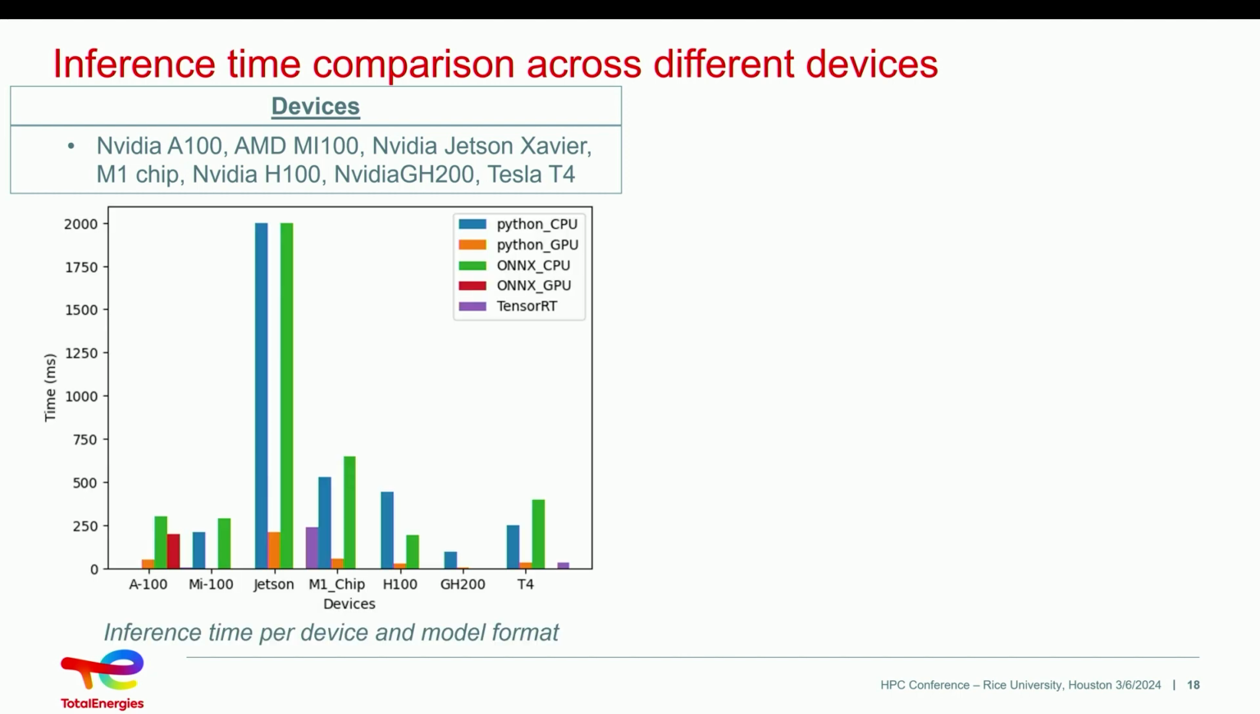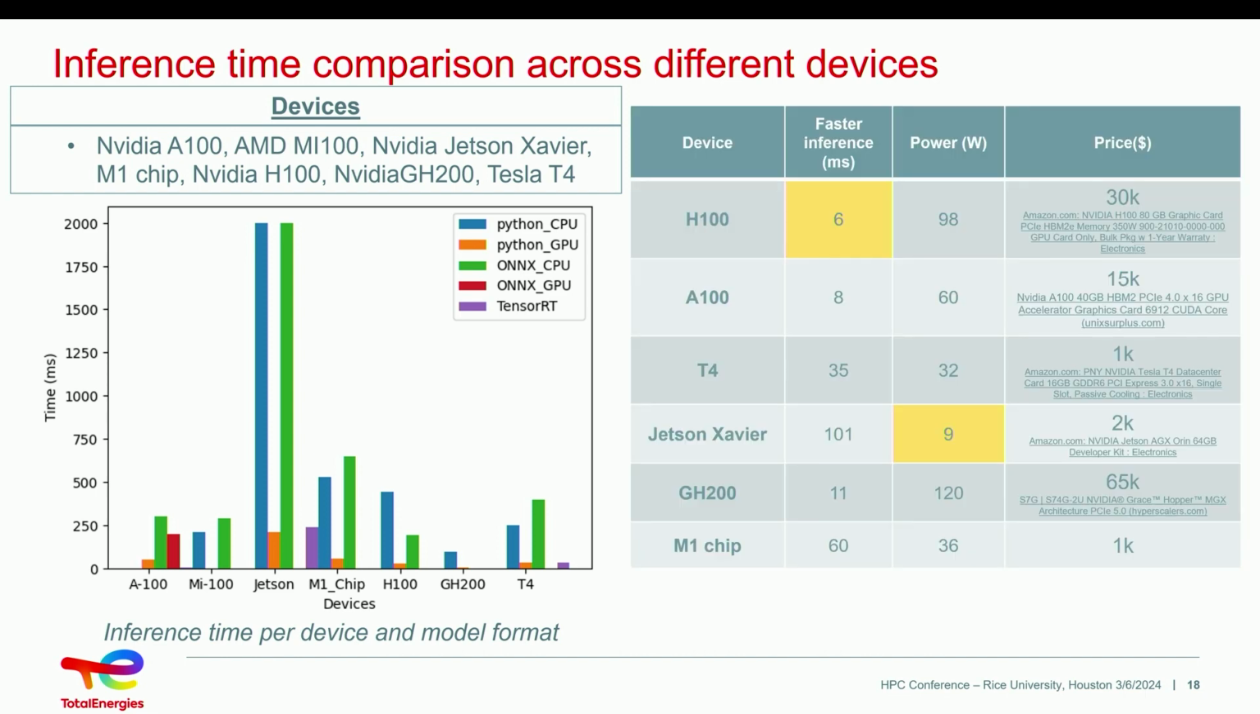So there are 3 different formats that you can use to export your model. You have the Python one, the ONNX one, and TensorRT. So in this graph, you can see for each different device how much time it was taking for each different model format. And I was also testing on CPUs and GPUs. So again, I sum up all of that in an array. For each device, you have one row, and you have the fastest inference in milliseconds. You have also the power consumption in watts, and the price of each device.